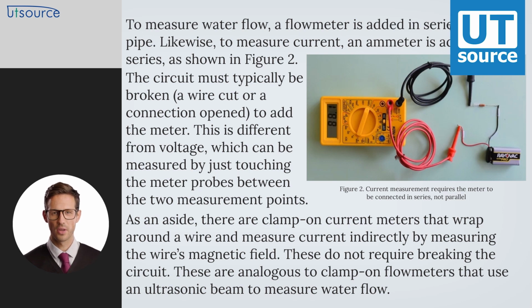As an aside, there are clamp-on current meters that wrap around a wire and measure current indirectly by measuring the wire's magnetic field. These do not require breaking the circuit. These are analogous to clamp-on flow meters that use an ultrasonic beam to measure water flow.